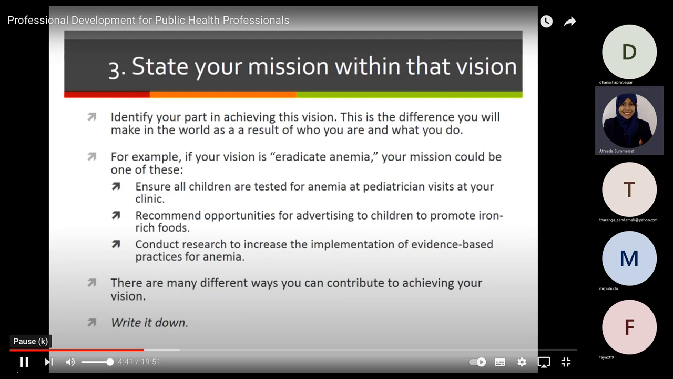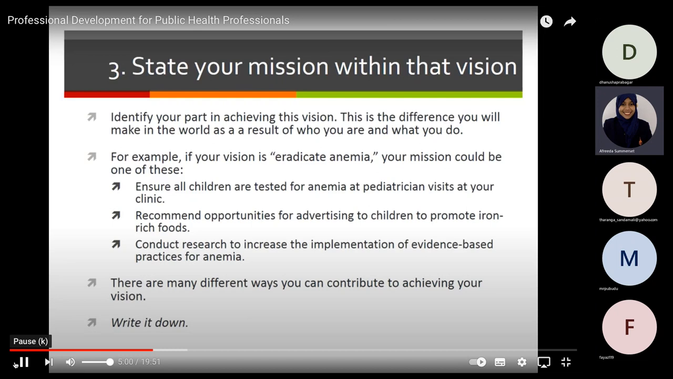Next, state your mission within that vision. So this is within the vision that you just created. What is your part in achieving this vision? This is the difference that you personally will make in the world as a result of who you are and what you do and what you bring to the table.